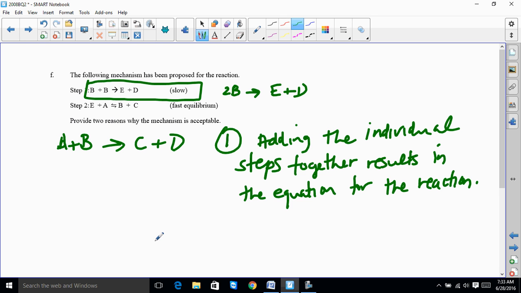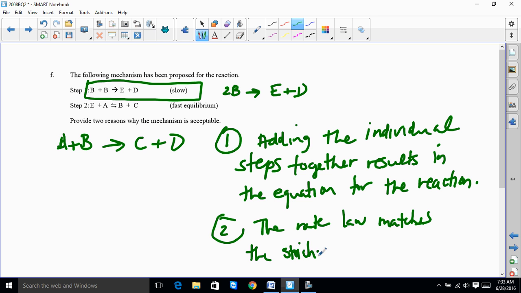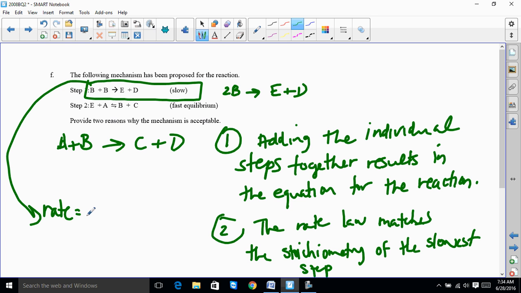And so the second reason is the rate law matches the stoichiometry of the slowest step. So in other words, this is what this reaction mechanism tells me, that the rate law would be some k, which we know is 0.577, but who cares, times the concentration of B squared. And there's no A in the slow step, and so there's no A in the rate law. And that's why that is a good reaction mechanism.